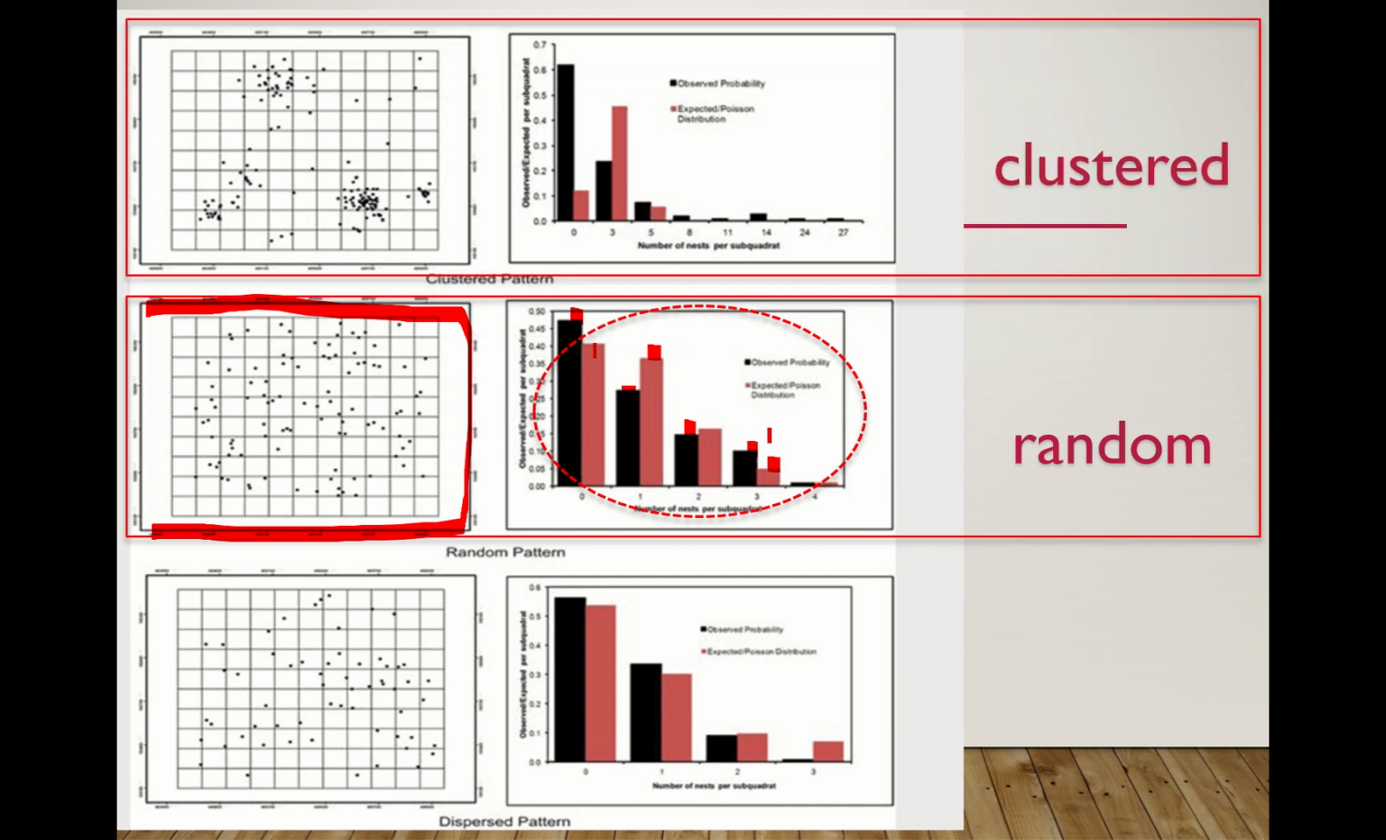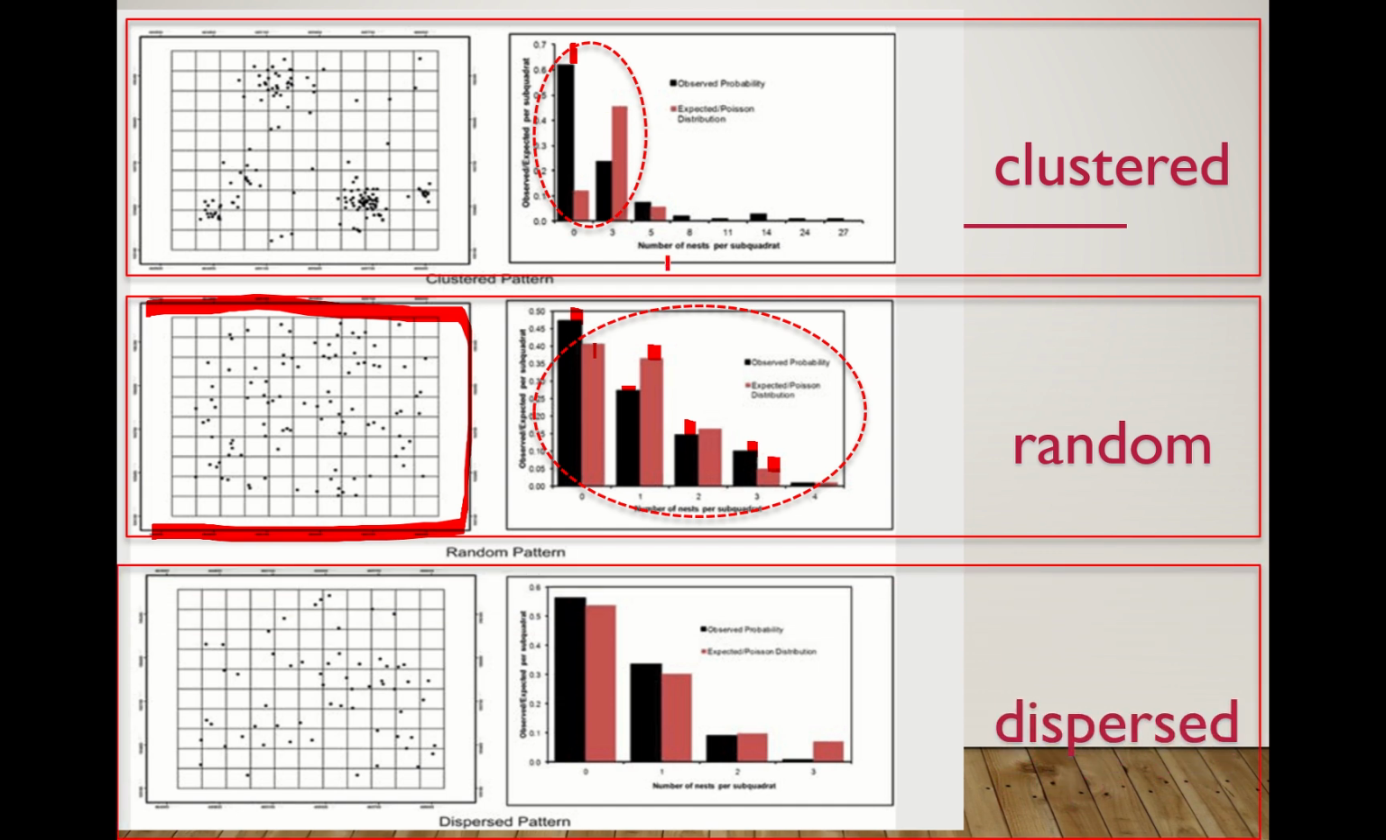If we have a clustered data set, right, we can see we get a big difference in the number of observed grids with no values in them compared to what we would expect. So we get a big difference or discrepancy between the observed number of points within each quadrant compared to the expected Poisson distribution in that area of our histogram. And with a dispersed spatial variable, the opposite is going to be true. We have more of a difference in the quadrants with a high number of points within them.